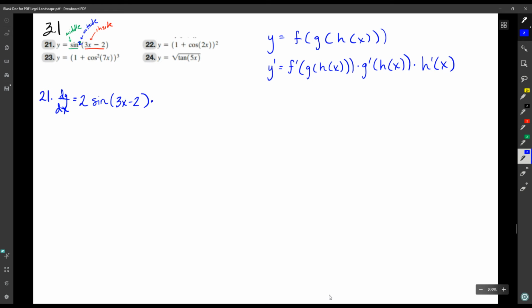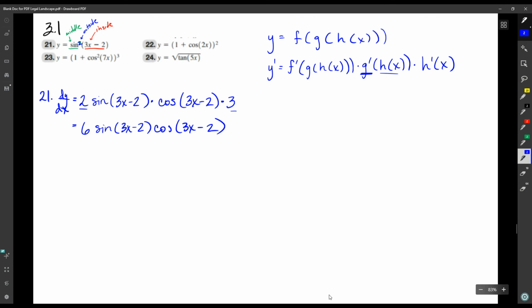Next, we're going to multiply by the derivative of the middle function, leaving the inside function alone. So now we're going to take the derivative of sine, which is cosine, and we're going to leave the 3x minus 2. And finally, we're going to multiply by the derivative of the inside, which is just 3. And then cleaning this answer up, the 2 times the 3 makes a coefficient of 6. And we have 6 sine of 3x minus 2 cosine of 3x minus 2.